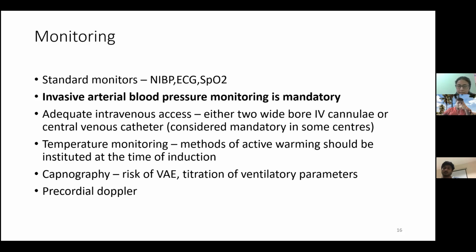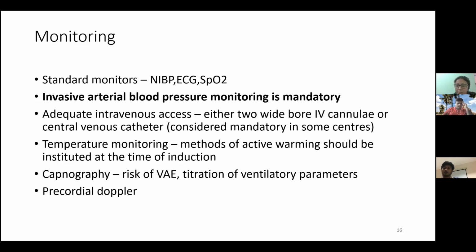Adequate intravenous access, either two wide-bore IV cannulas or preferably a central venous catheter. Central venous catheter serves the dual purpose of allowing aspiration of air when venous air embolism occurs, and also infusion of large volumes and inotropes and vasopressors if necessary. Temperature monitoring is mandatory and methods of active warming should be instituted at the time of induction itself.